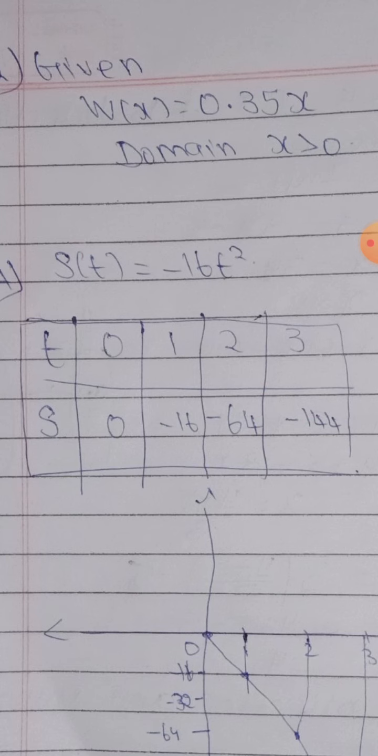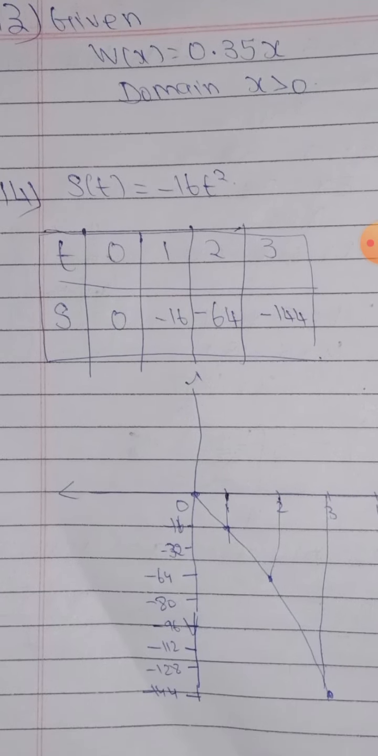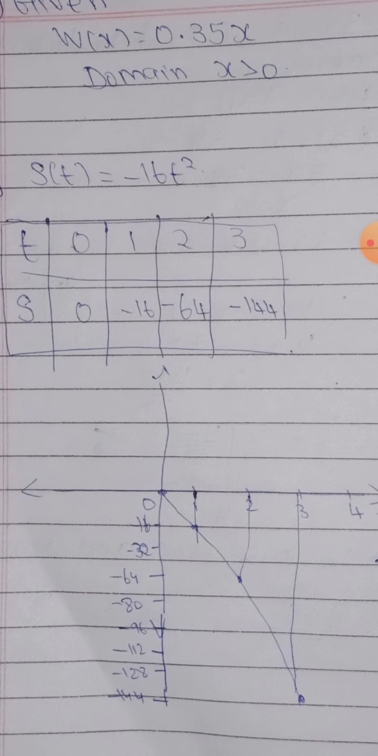And then graph the function. Yeah, this is our graph. See 1, 2, 3, 4 and minus 16. On the y-axis I take 1 centimeter equal to 16 units. So 0 is marked at 0, 1 is minus 16, 2 is minus 64 and I mark the minus 64, and 3 is minus 144.